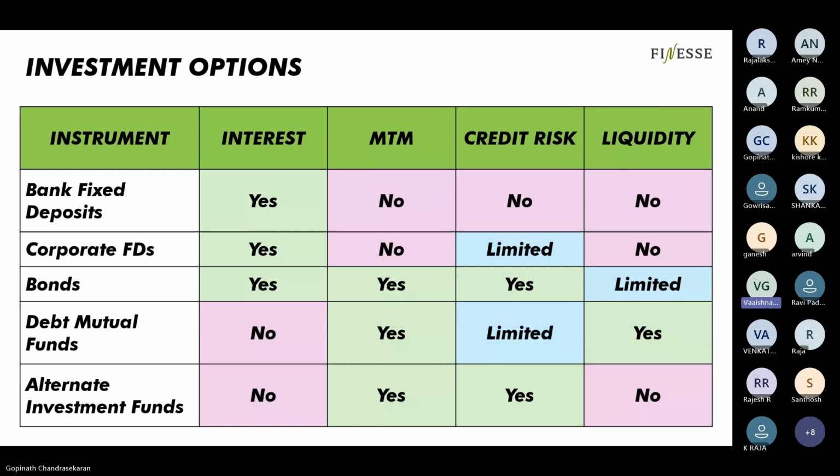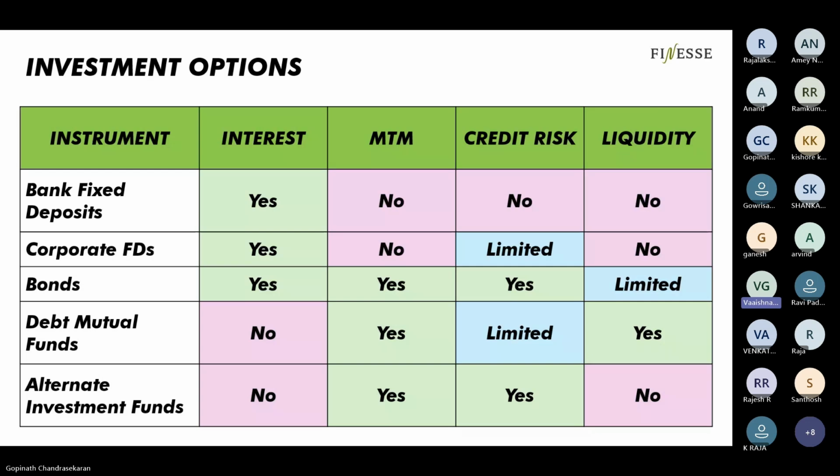So when we consider corporate FDs, similar to bank FDs, here also we'll be getting fixed interest payments. Similar to bank FDs, there is no liquidity available, and there are no mark-to-market gains or losses possible as well. But this carries a limited amount of credit risk, as there is a possibility that the borrowers, that is the corporate, can default on their payments.